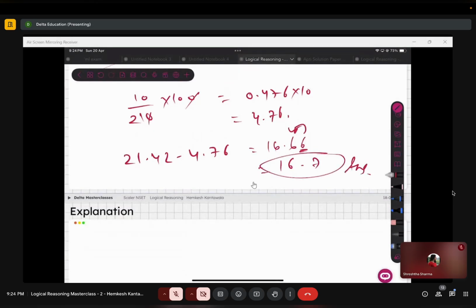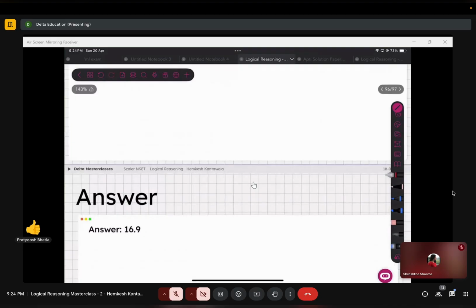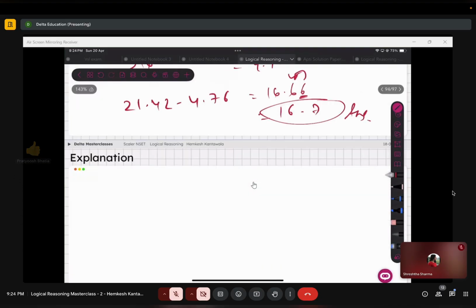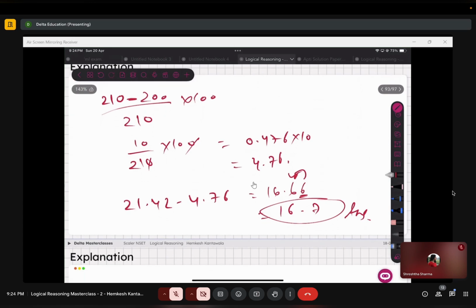So Pratyush is also correct, and Joe, you are also correct. So yeah, 16.7 is the answer to this question. Oh, 16.9, this could be a mistake, but it was done with a calculator, so it would not give any errors. So 16.7 is the answer.